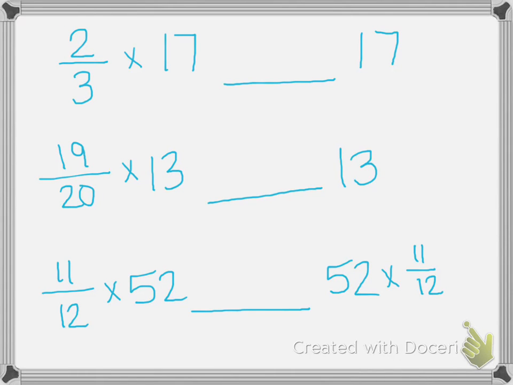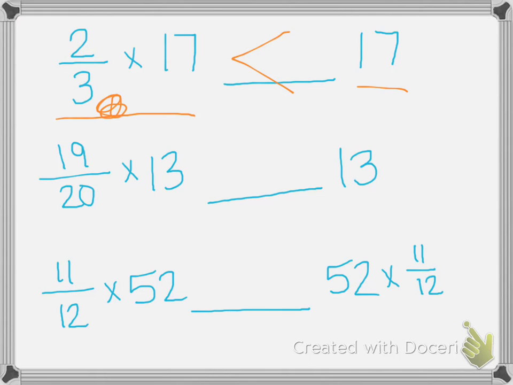Number 1 says fill in the blanks with less than, greater than, or equal to. So here we have 2/3 times 17, and here we have 17. Since we're taking a fraction of 17 on this side, we know that this is going to be less than 17.